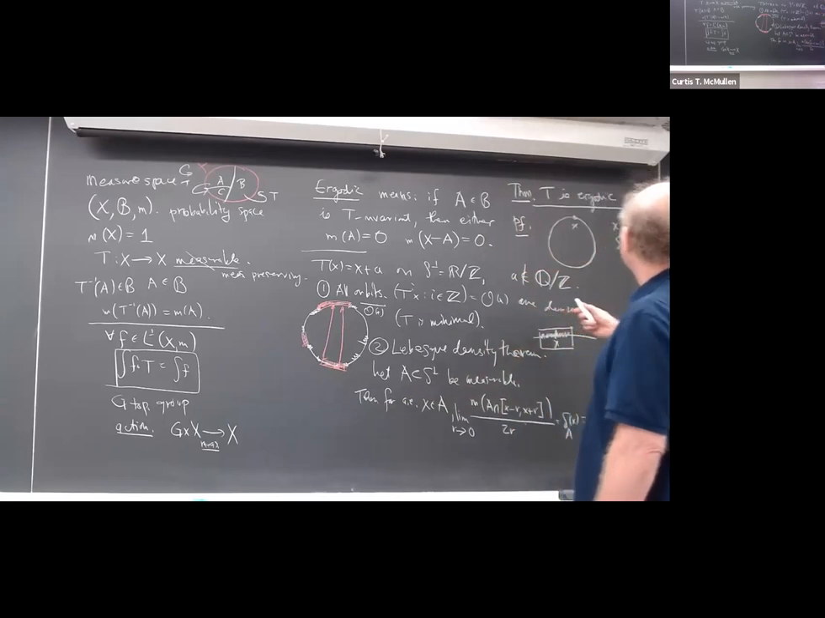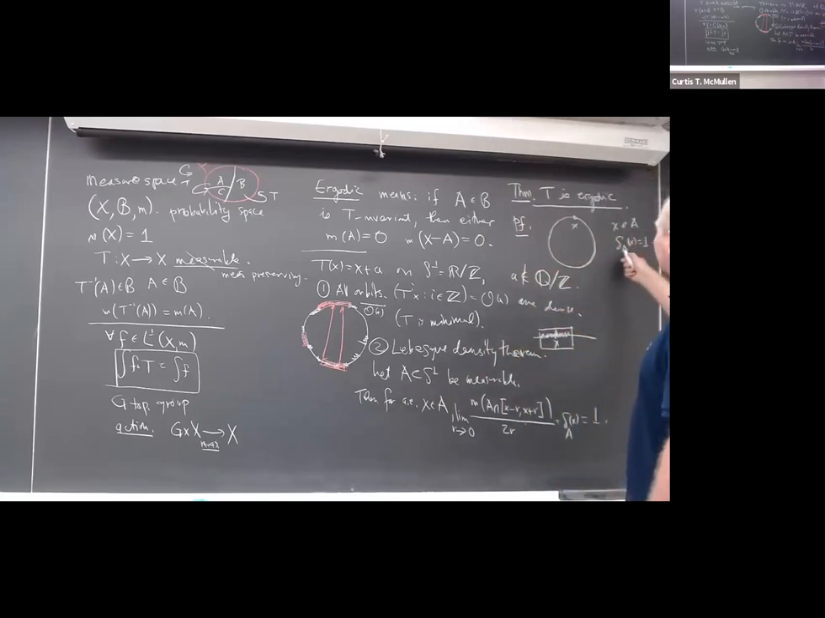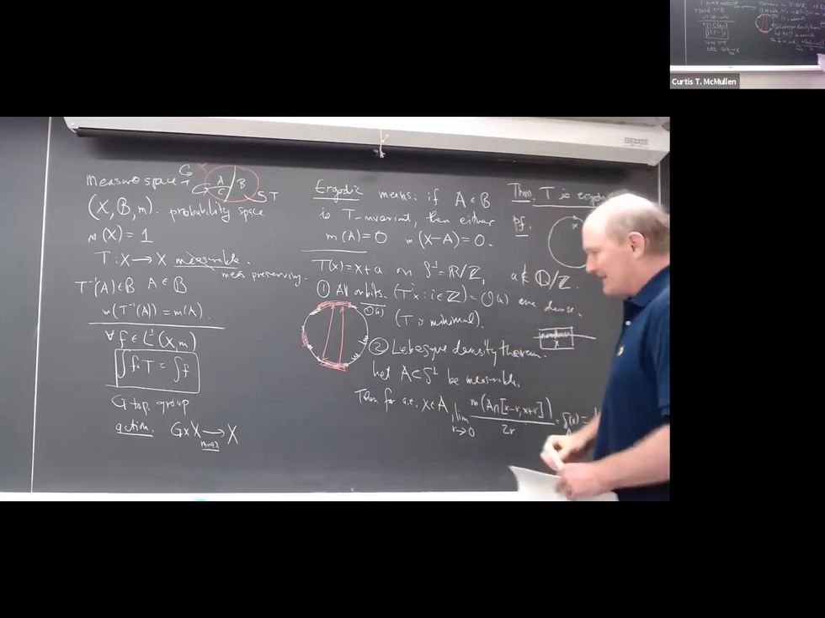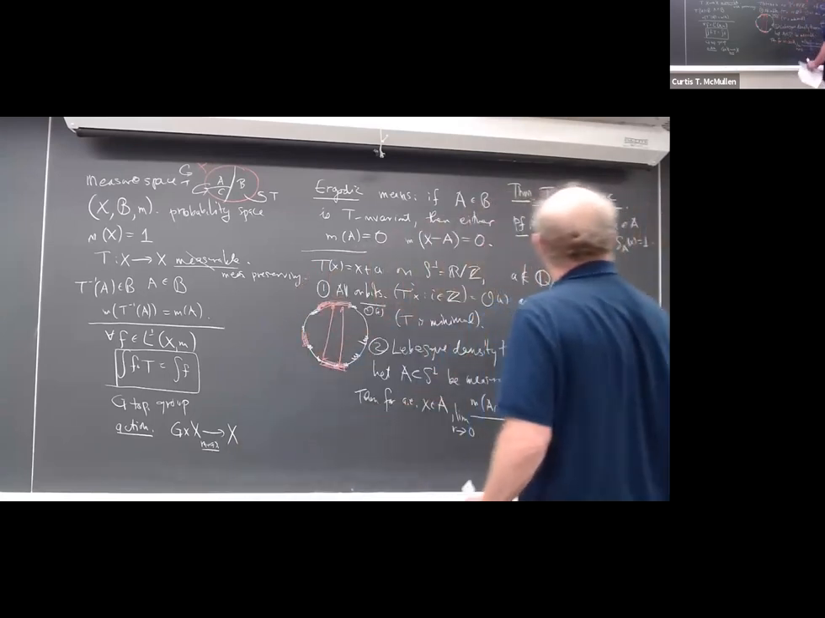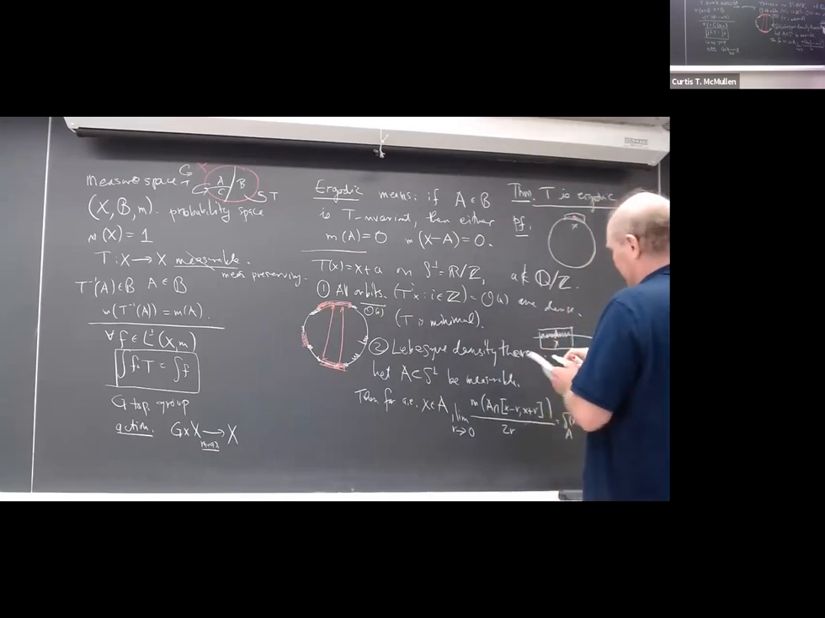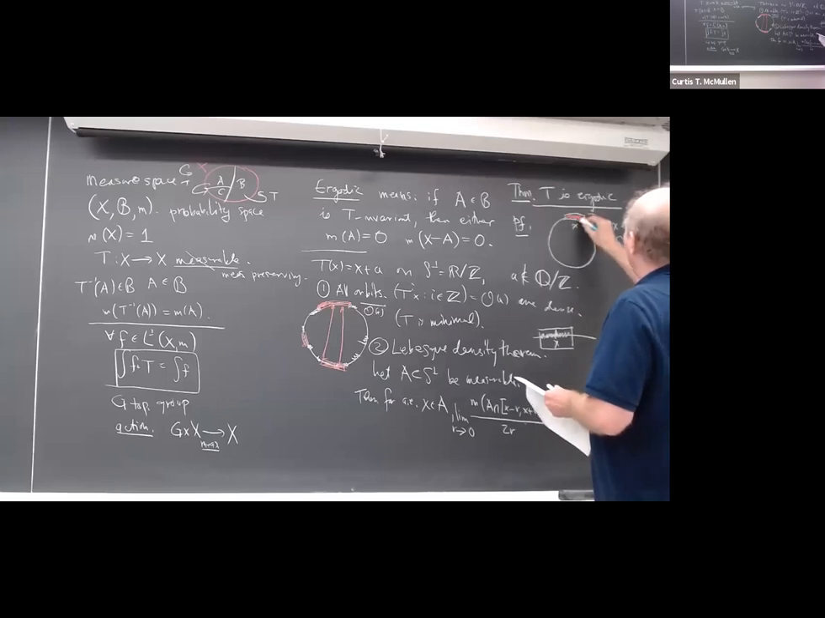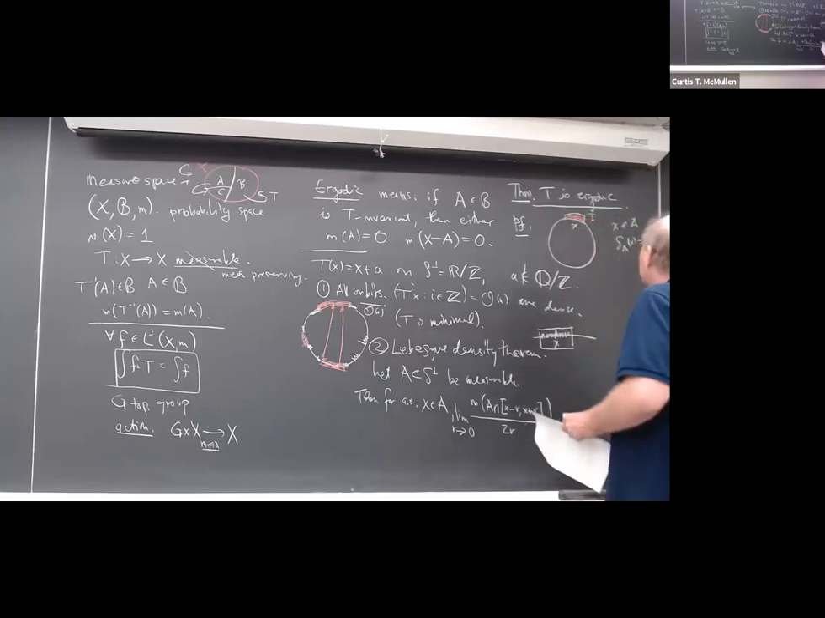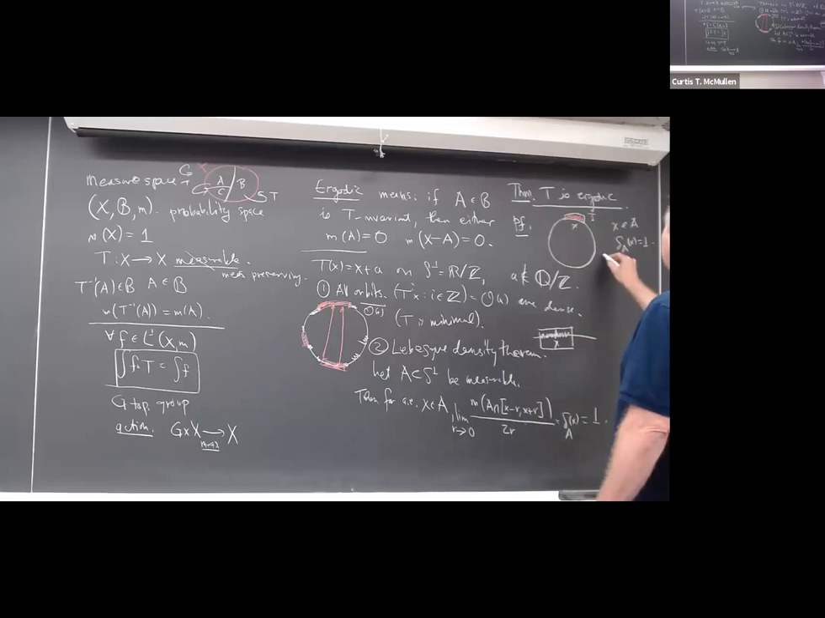So we look at a T invariant set of positive measure A, and what we find is some interval around X, and that A itself almost fills this interval. It fills 99% of it. So the measure of I intersect A over the measure of I is, say, greater than 1 minus epsilon. Epsilon is small.